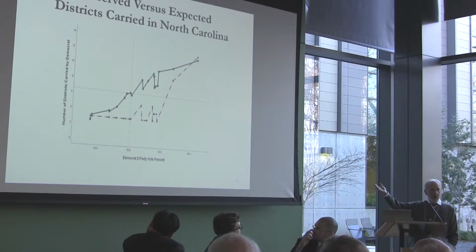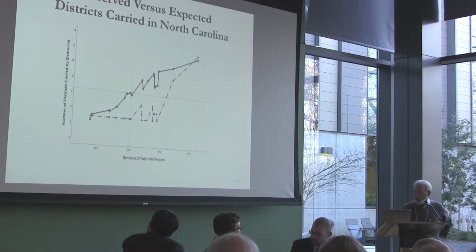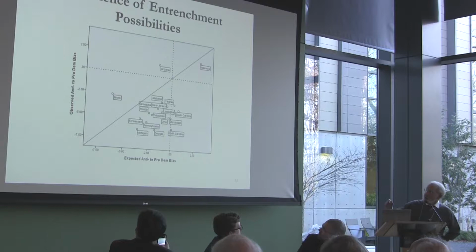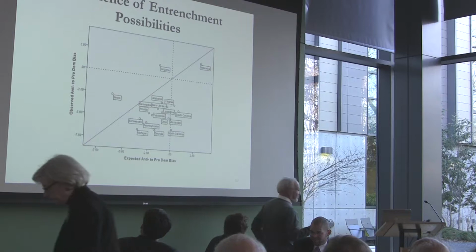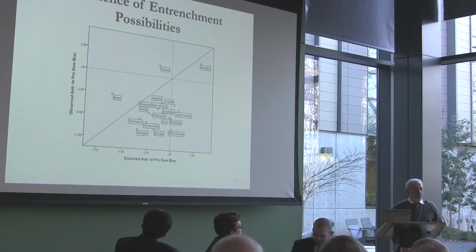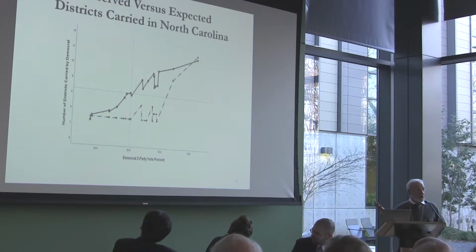The Republicans clearly have entrenched their position in the congressional delegation in North Carolina. And we could see from back here that it would take about 56% of the vote for the Democrats in North Carolina to be expected to win half the seats. We can tell that going in, and we can see in the analysis later that that's indeed what happened.